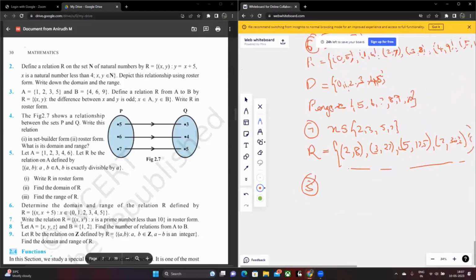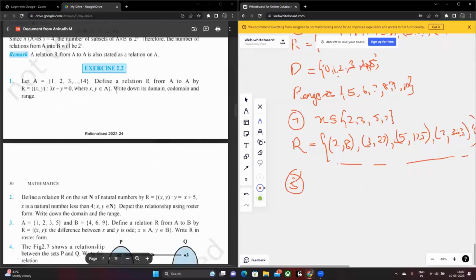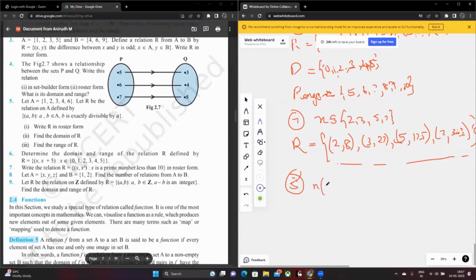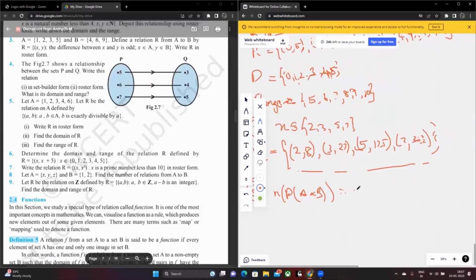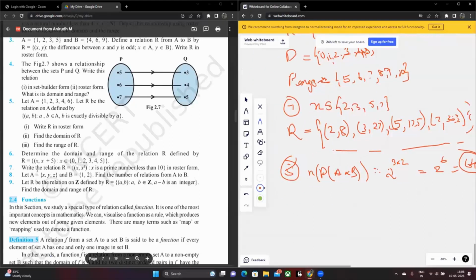Question number 8. A is {x, y, z}, B is {1, 2}. Number of relations from A to B. Basically, this formula 2 to the power pq, and this is n of power set of A cross B, right? Because that's the number of relations from A to B, which is 2 to the power 3 into 2, because n of A is 3, n of B is 2. So this is 2 power 6. Therefore, you have 64 relations from A to B.